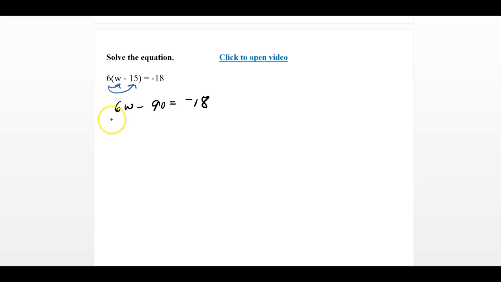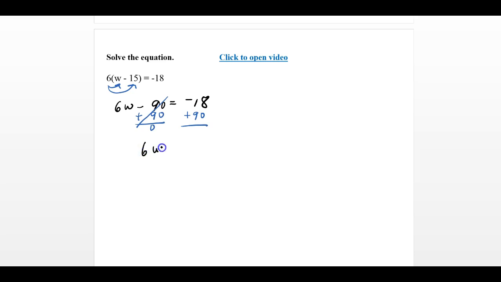So our goal is to make sure that 6w is the only term on the left side of the equation while balancing the numbers on the opposite side. So my first step would have to be to undo the subtraction of 90. I can only do that by adding 90. So if I add 90 to one side of the equation, we must also add 90 to the opposite side of the equation.